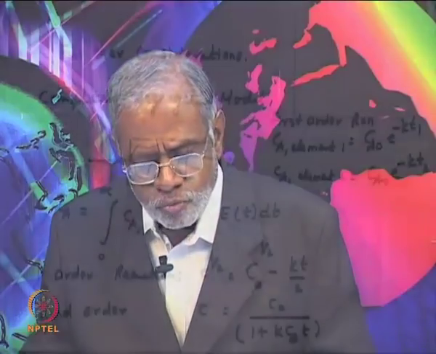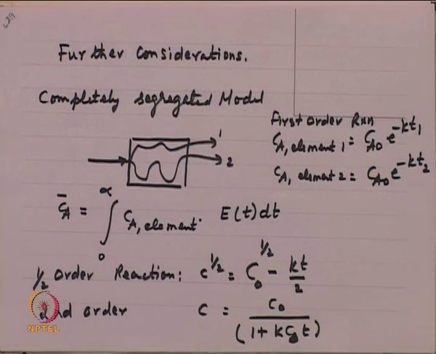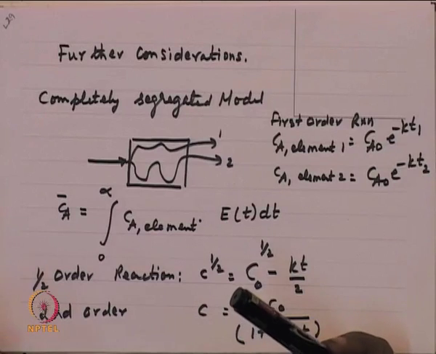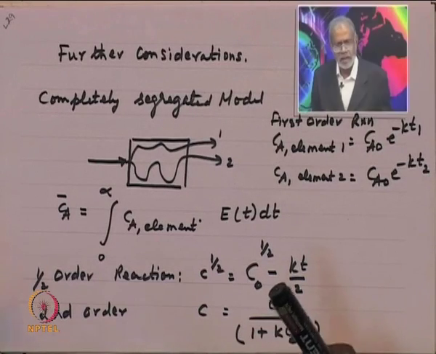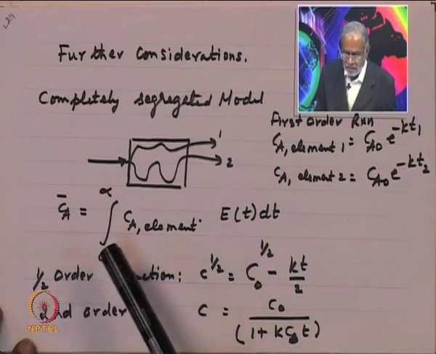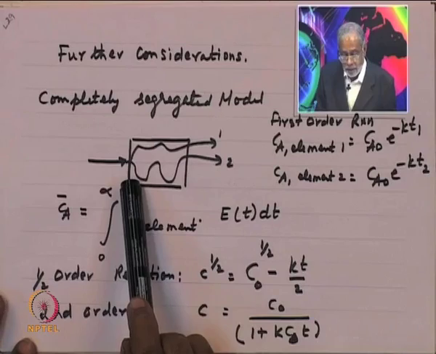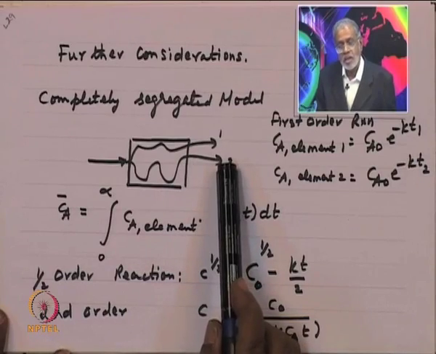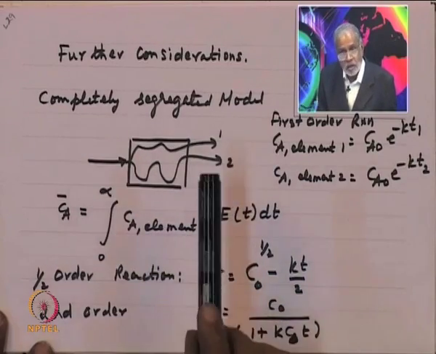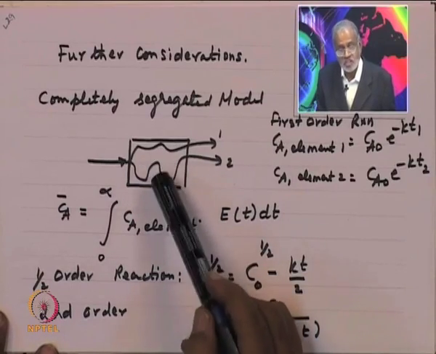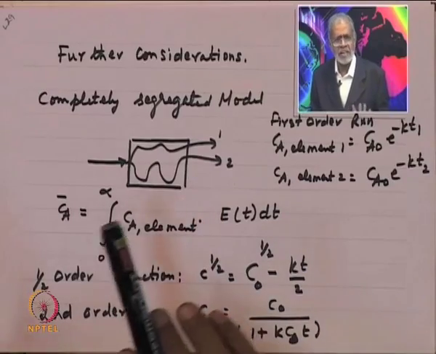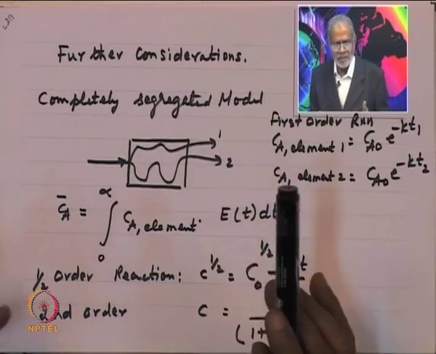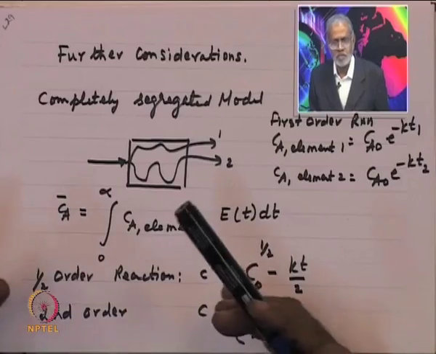Having said this, there are a few points that we want to take forward a little. Let us say we have an equipment which we want to describe by what is called a completely segregated model. What is this completely segregated model? The completely segregated model tells us that a fluid element entering the reaction equipment goes through the equipment and emerges. Another fluid element goes through the equipment and emerges. And as per this model, it is assumed that these fluid elements do not recognize the existence of each other as they go through the equipment. That means they are completely segregated as they move through the equipment and they mix only at the exit. This is how we are visualizing what happens in the equipment.